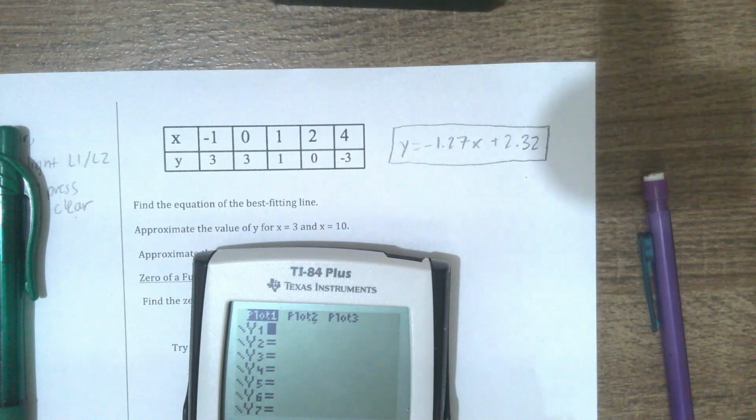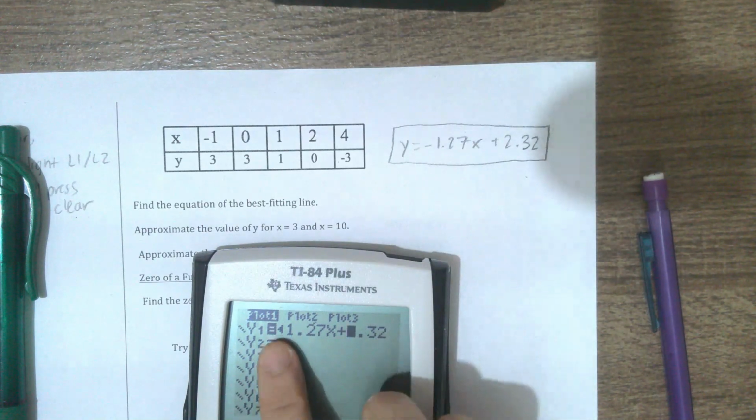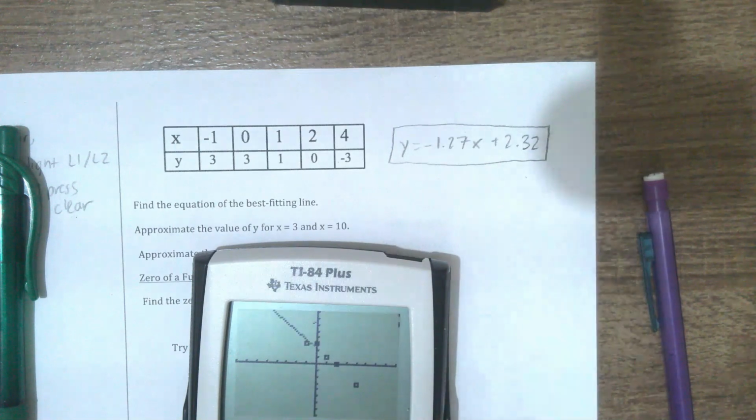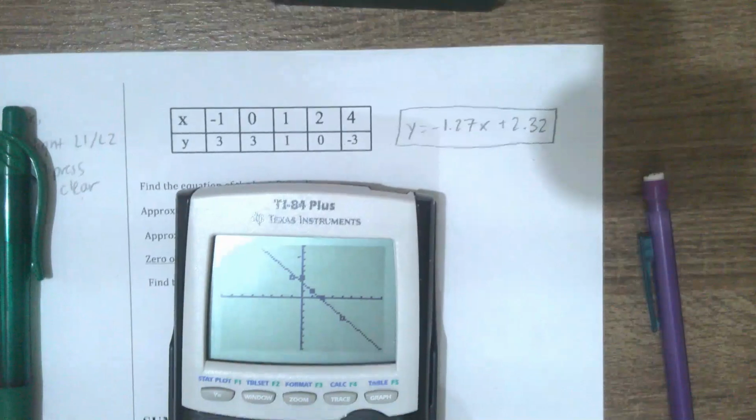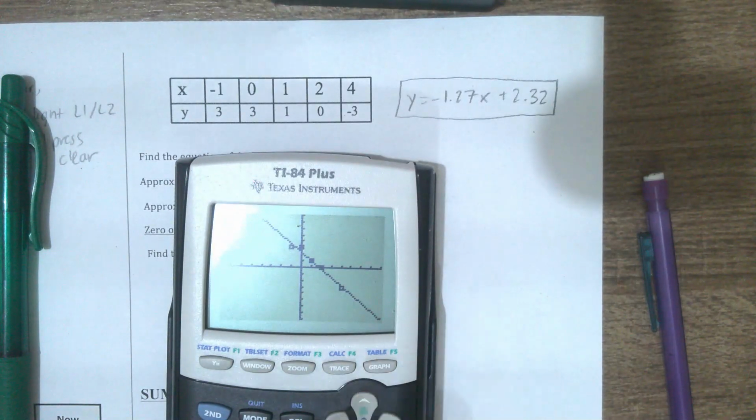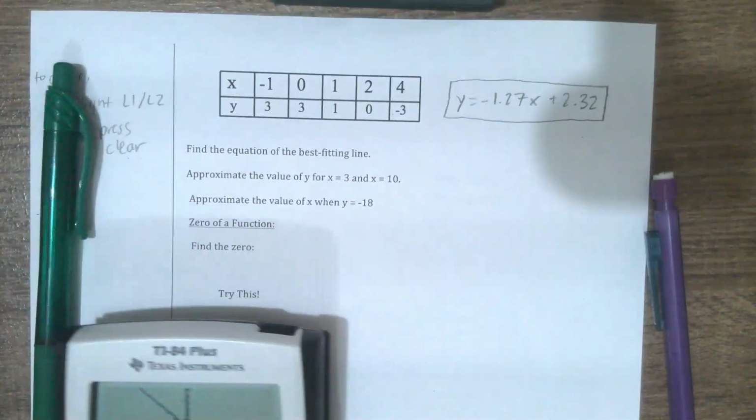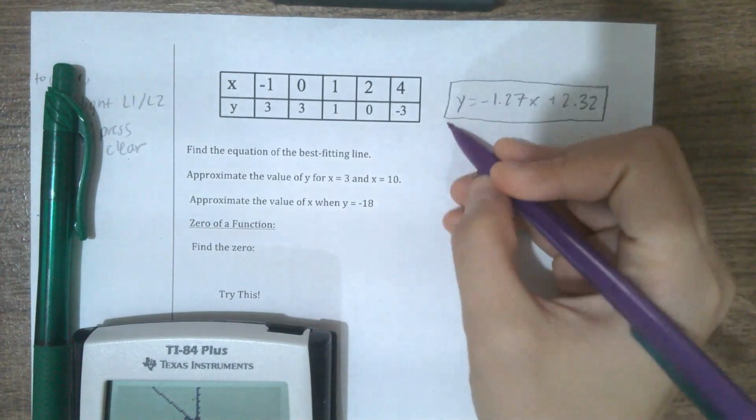We're going to highlight it, turn it back on. Oh wait, we need to put something in there first. Negative 1.27x plus 2.32. It's already turned on, and we're going to graph it. And look at it, it added that line right on top. I just click graph. And so we found our equation of best fit.